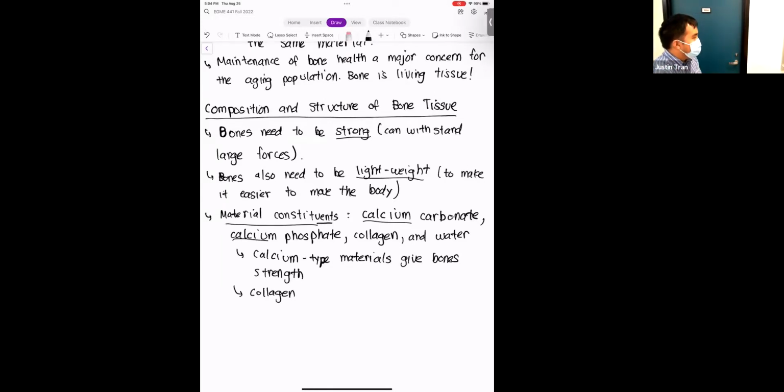Collagen, which is, again, like the newest super ingredient that you'll find in Neutrogena shampoo, gives your bones flexibility. It gives flexibility and it also adds some strength as well, but collagen mainly helps to add to tensile strength.